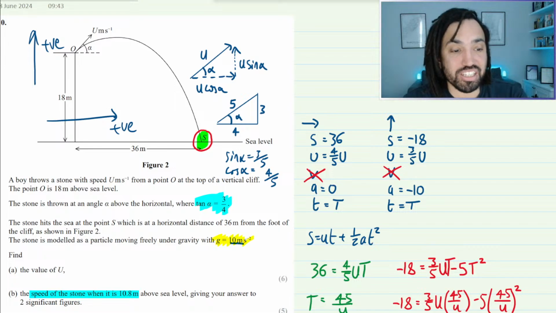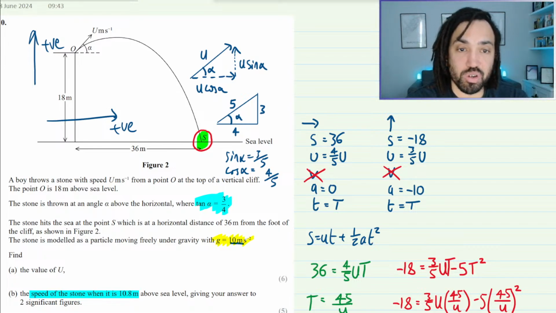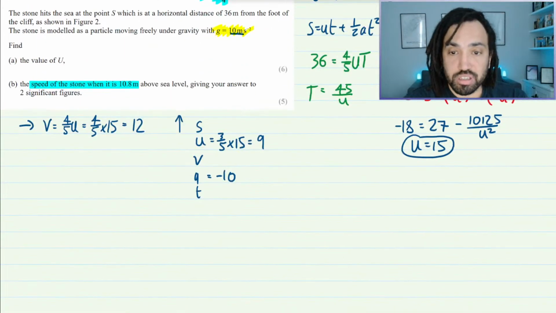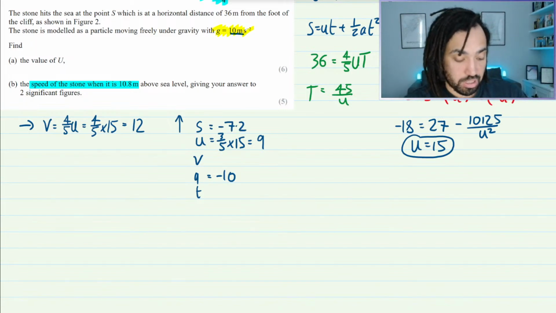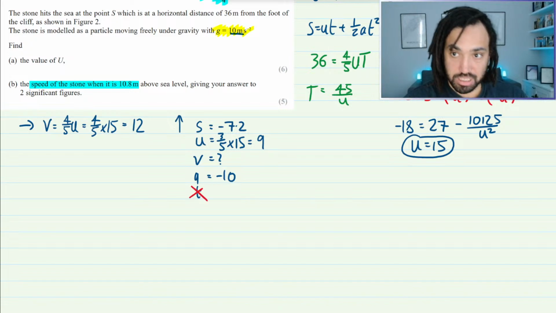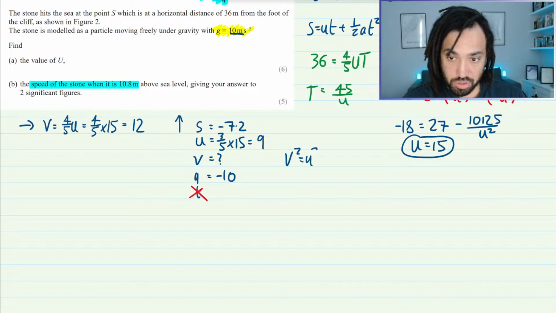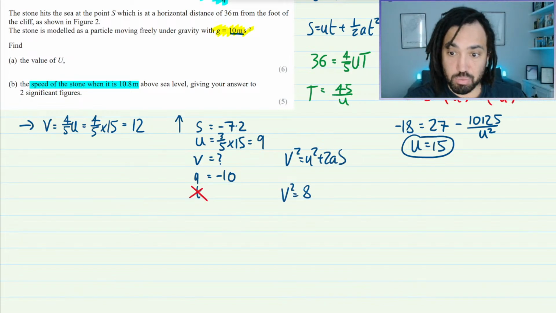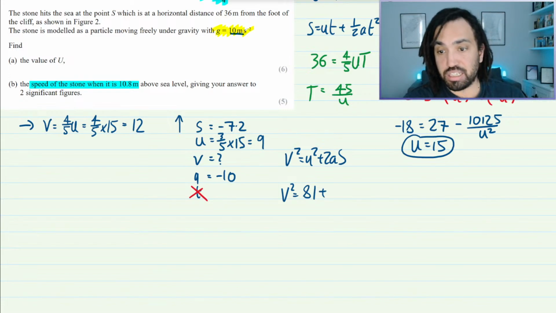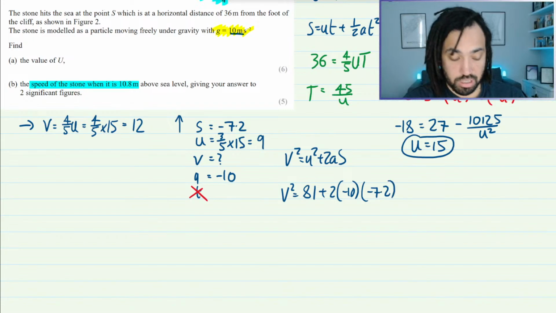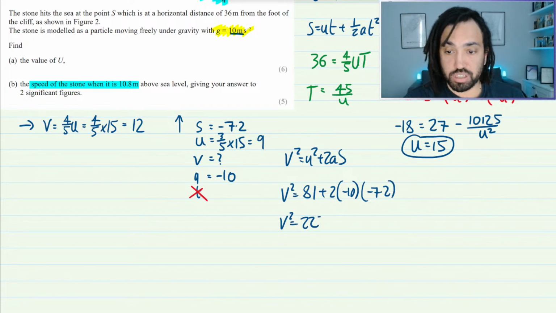Yes, it is minus 7.2 because it would have gone down to here, so it would have gone down by 7.2, so it would be minus 7.2 is what we need to put in. So minus 7.2. Okay, we need to find the velocity. T can do one, which means we're using v squared is equal to u squared plus 2as. We get v squared is equal to 81, u squared is 9 squared, plus 2, a is minus 10, and s is minus 7.2. So we get v squared is equal to 225.